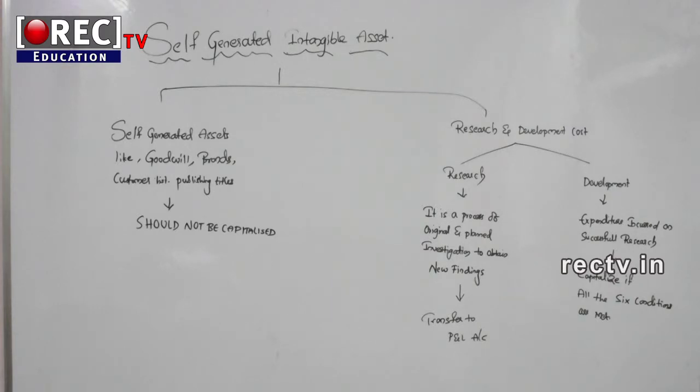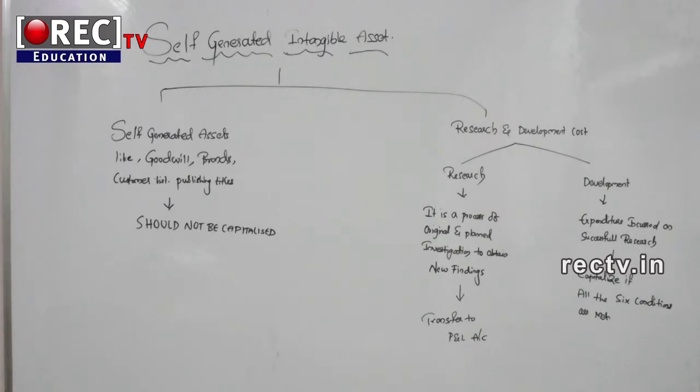It means while using one intangible asset, you are going to use technical feasibility in the production of goods, that is, you are producing goods through intangible assets. So there will be a use of technical feasibility. And next is the ability of the enterprise to use or sell the intangible asset.